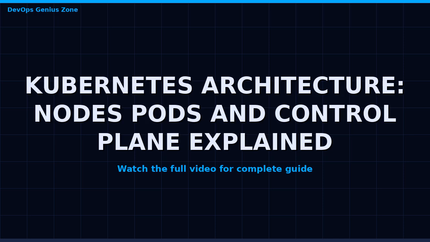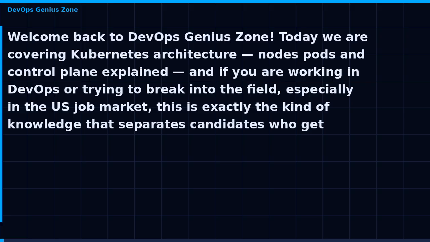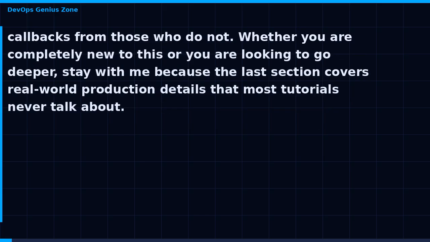Today we are covering Kubernetes architecture, nodes, pods and control plane explained, and if you are working in DevOps or trying to break into the field, especially in the US job market, this is exactly the kind of knowledge that separates candidates who get callbacks from those who do not. Whether you are completely new to this or you are looking to go deeper, stay with me because the last section covers real-world production details that most tutorials never talk about.